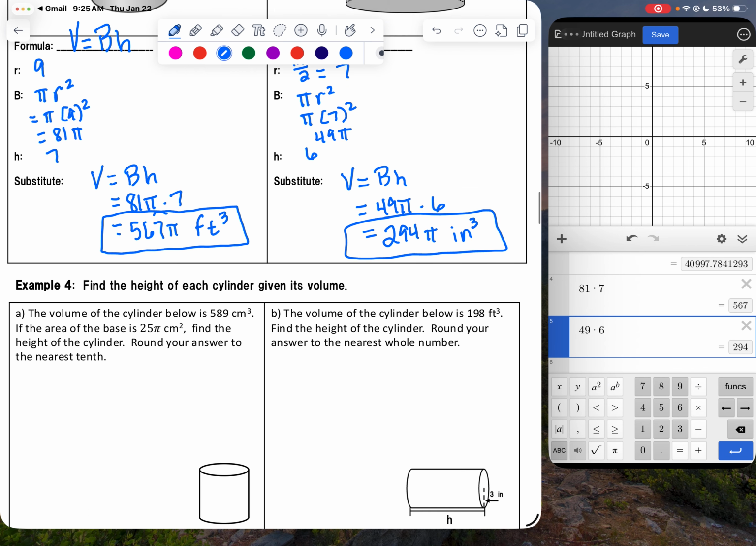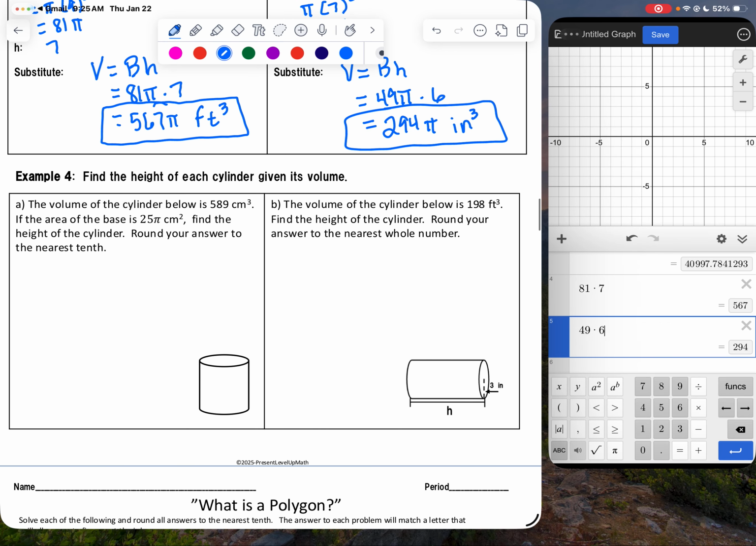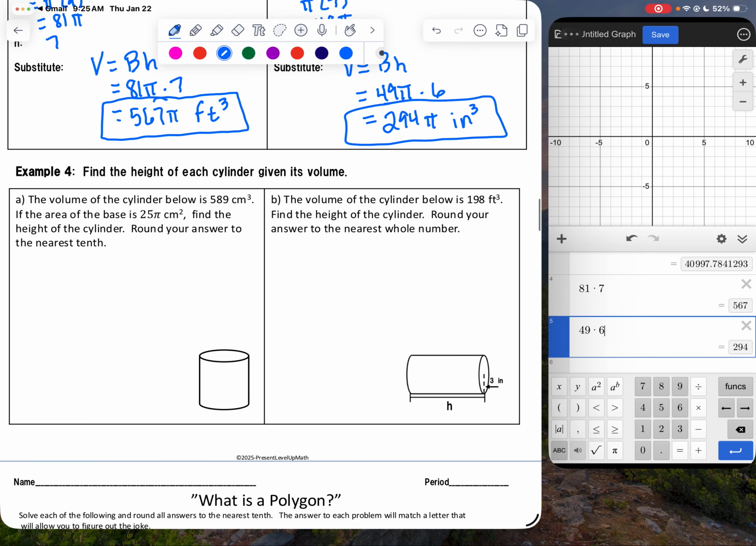All right, example 4. Find the height of each cylinder given its volume. So in problem A, it says the volume of the cylinder below is 589 cubic centimeters. If the area of the base is 25 pi square centimeters, find the height of the cylinder. So we're still using our volume formula. Volume equals area of the base times the height.